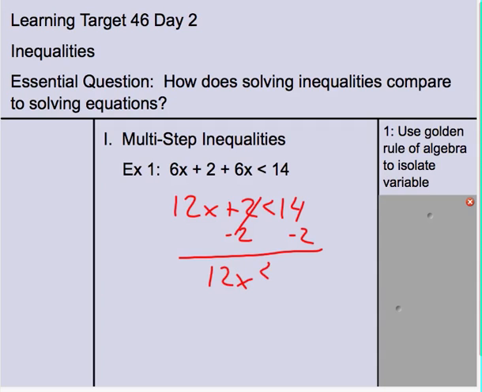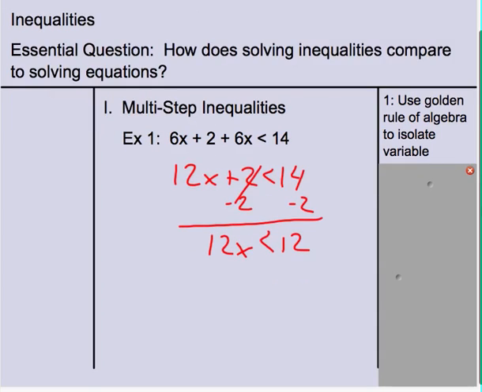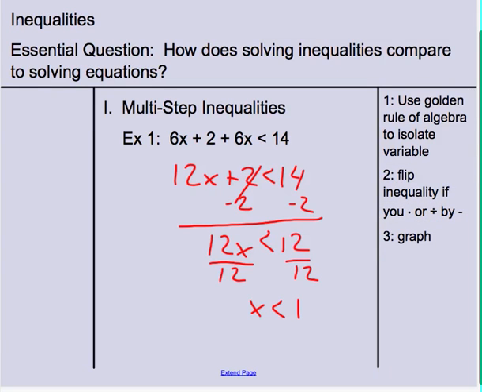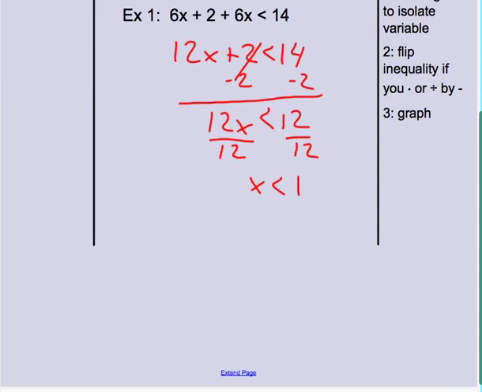12x is less than 12. And here's where I need to think about what I'm dividing by. Adding and subtracting, I never need to think. The inequality doesn't flip. Here, I'm dividing both sides by 12. 12 is positive, so the inequality stays as a less than. We looked at that, and then the last part is to graph.